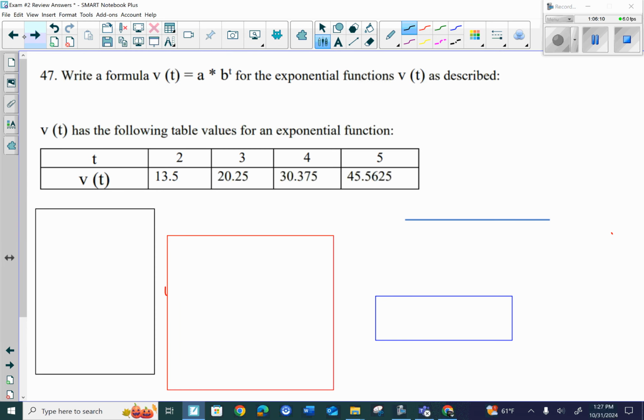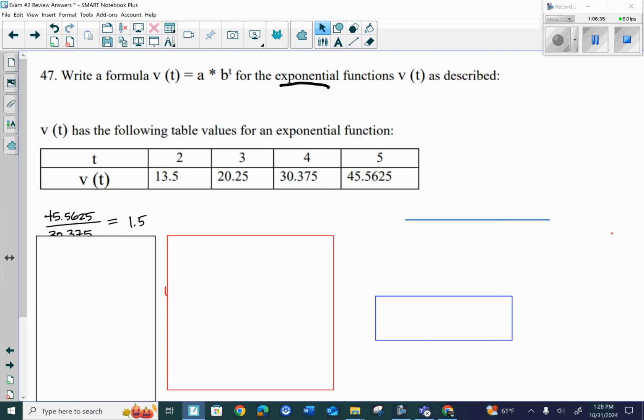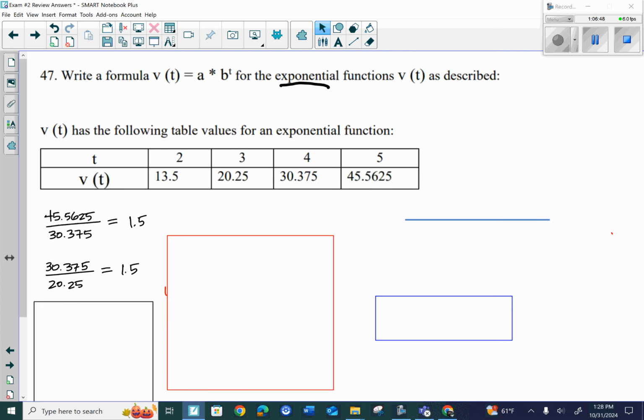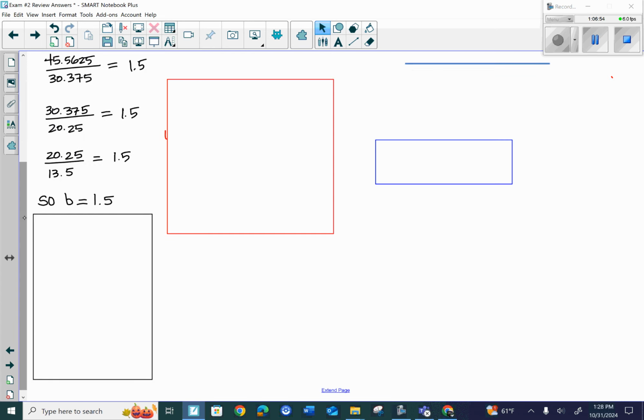Number 47. Write a formula v of t equals a times b to the t for the exponential function v of t as described. So v of t has that table. The first thing we're going to do is see if this is truly exponential, and find the growth factor, by taking those points and dividing them. So 45.5625 divided by 30.375 is 1.5. Do it again, 30.375 divided by 20.25 is 1.5. Again, 20.25 divided by 13.5 is 1.5. So b is equal to 1.5.